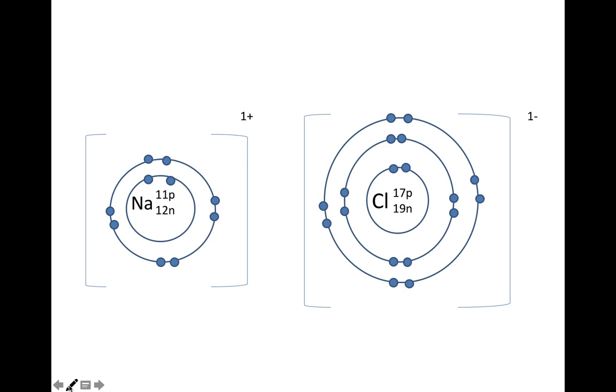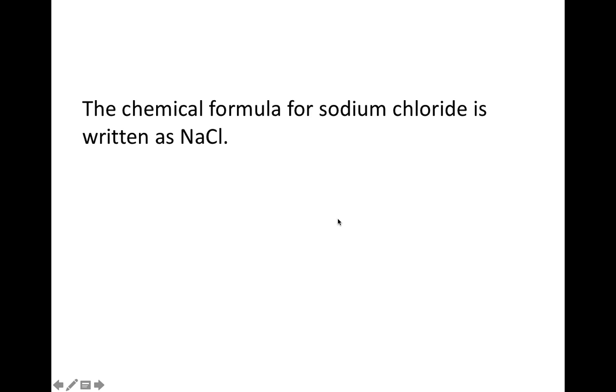Notice that there's exactly one sodium and one chlorine, so we say there's a ratio of 1 to 1. The chemical formula for sodium chloride then becomes NaCl. The imaginary 1 is not written there, but this means that there's one Na and one Cl, one sodium, one chlorine.